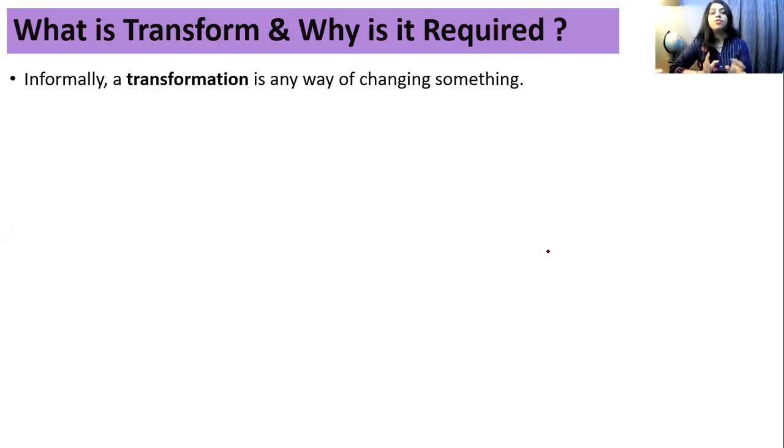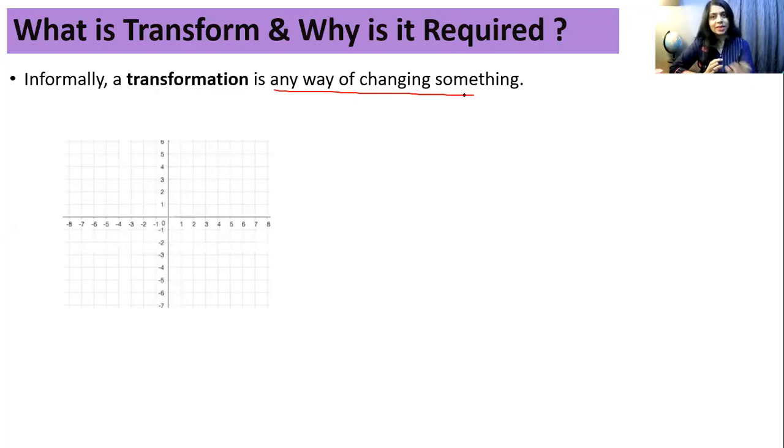So, informally, for a layman, transformation is any way of changing something. Suppose I want to change something, that means I want to transform it. Even if we change the style of clothing, then we say that it is a transformation. So transformation means a way of changing something. Now let's take one example.